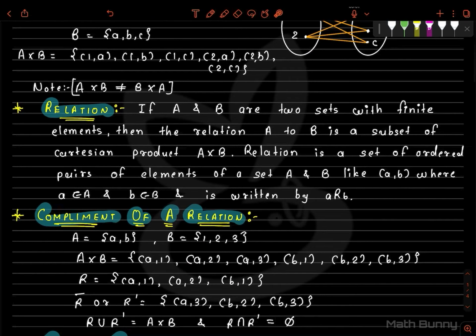Here you need to take care that A cross B is not equal to B cross A. If we take B cross A, it would be A1, A2, B1, B2, C1, C2. So you can clearly see that A cross B is not equal to B cross A.